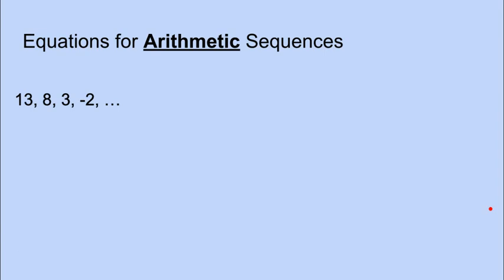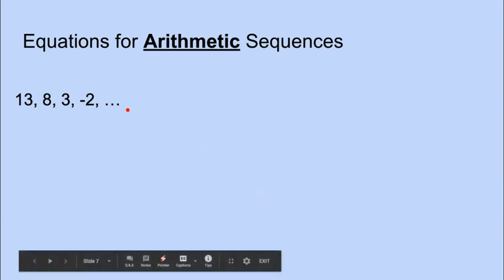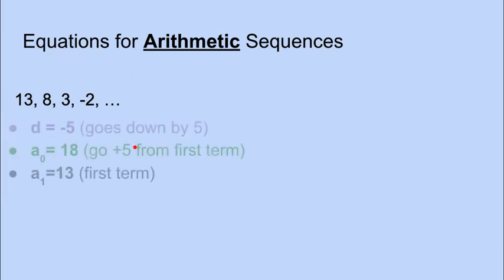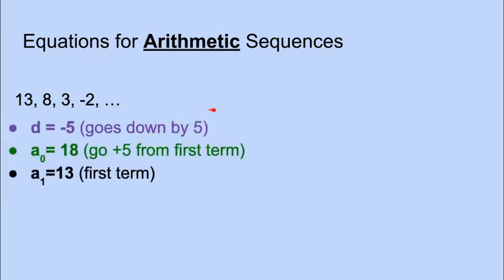So let's look at an example. So here we have our sequence 13, 8, 3, negative 2. You might notice some stuff about it. For example, it goes down by 5, so our difference is negative 5. The 0 term, we're going to go backwards from 13, right? So the term that would come before that would be 18. And then we will take our a1, which will be helpful for the recursive equation and first term form. We just look at the first term, which is 13.